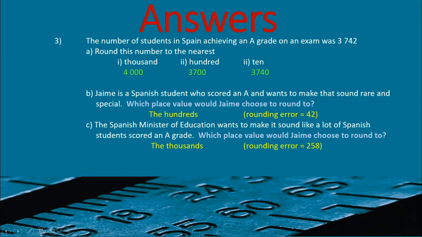We do that a lot in math. It doesn't always have to be perfectly accurate. Sometimes we use the numbers to meet our needs. So Jamie looks pretty good and rare, 1 out of 3,700. And the Spanish minister looks pretty good because he's got a good big group of kids that are getting A grades.